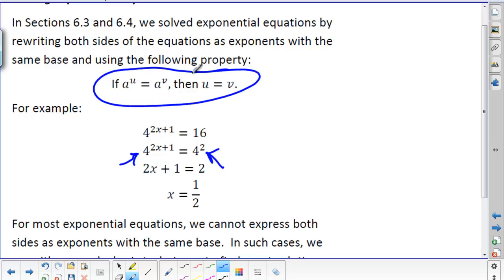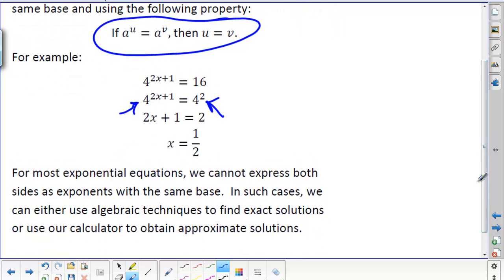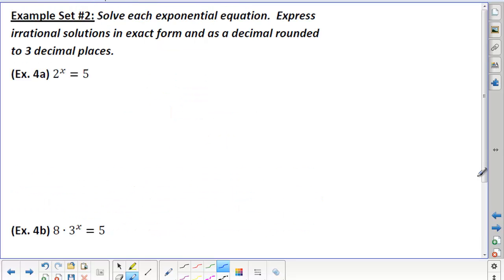Now we can't always do that. We saw an example of that a couple sections ago where we couldn't rewrite one side as a power of the other of the same base. So when we do that, we can use logarithms to help us out and get solutions. So let's jump in. 2 to the x equals 5.